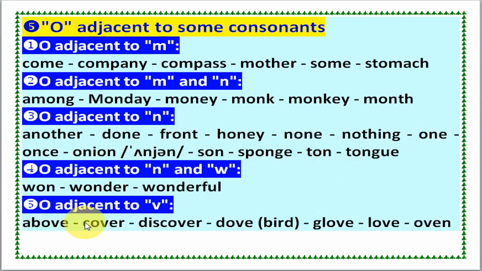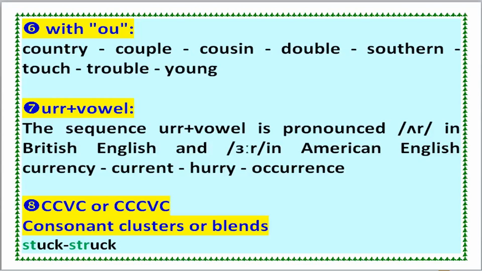O adjacent to V: above, cover, discover, dove is a bird, glove, love, oven. With OU: country, couple, cousin, double, southern, touch, trouble, young.